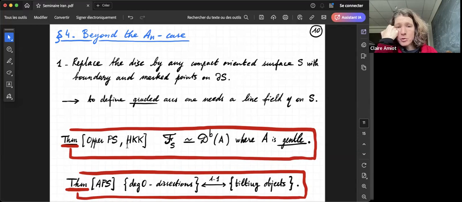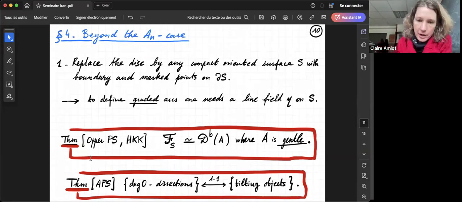And they also prove, and this was also shown in a different way by Hopper, Plamondon, and Schroll, that this category is actually the derived category of an algebra A, where A will be a gentle algebra. So what Hopper, Plamondon, and Schroll did is that they started with a gentle algebra and they associate a surface, which is actually the surface defined by Haydn, Katsakov, and Kontsevich.